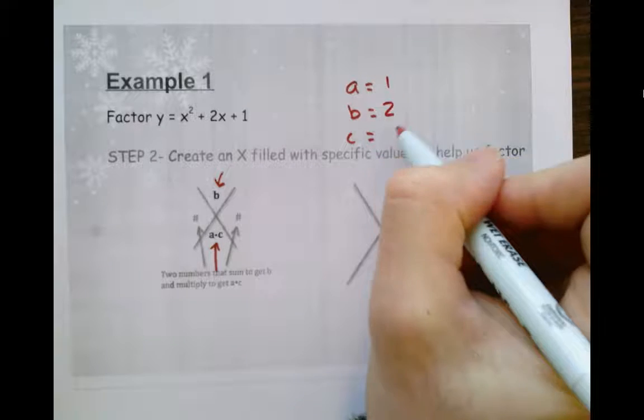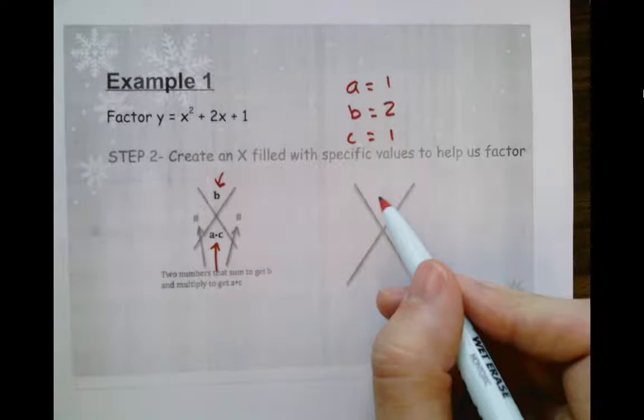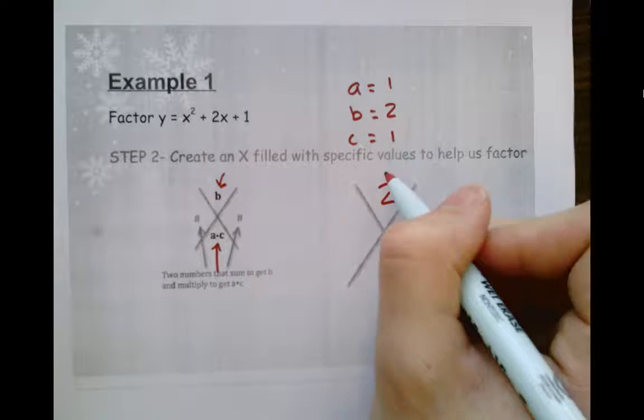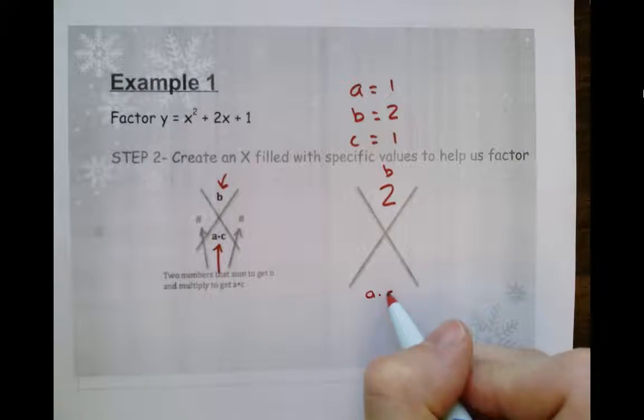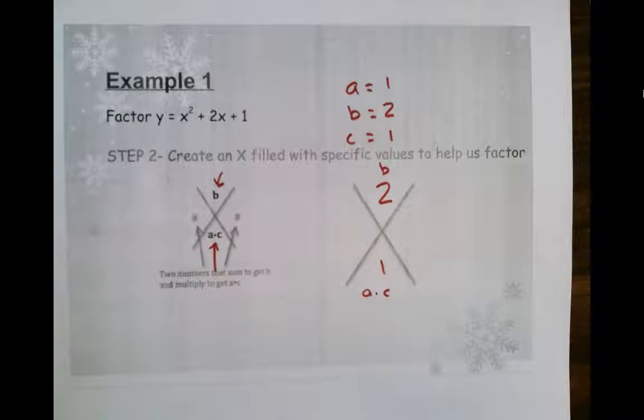Looking at this, remember back to when we look at something in standard form, what our coefficients stood for. Alright, 1, 2, and 1 here, A, B, C. Our B value, in this case, is 2. And on the bottom, we're going to have A times C. 1 times 1 will give us 1. Okay? That's what we're going to go through and start this with.